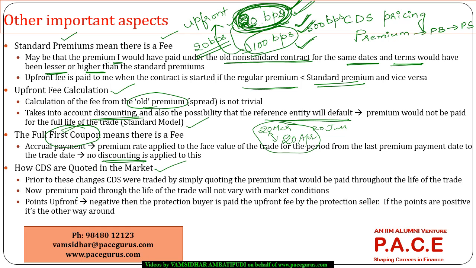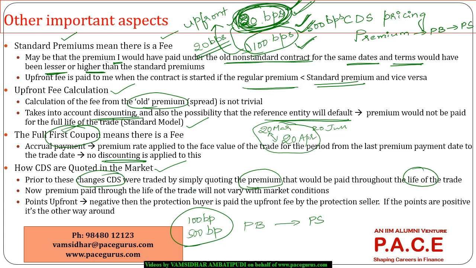Coming to how CDSs are typically quoted in the market before the standardization. As I have already specified, when I say pricing of the CDS, it is purely the premium that has to be paid by the protection buyer to the protection seller throughout the life of the trade. That's it. Whatever number comes out is the amount paid by the protection buyer to the protection seller, straightforward. Now that number could have changed depending on various factors including the market condition. But because now everything is standardized, either it is 100 basis points or 500 basis points in America, the premium paid throughout the life of the trade will not vary now with the market condition.